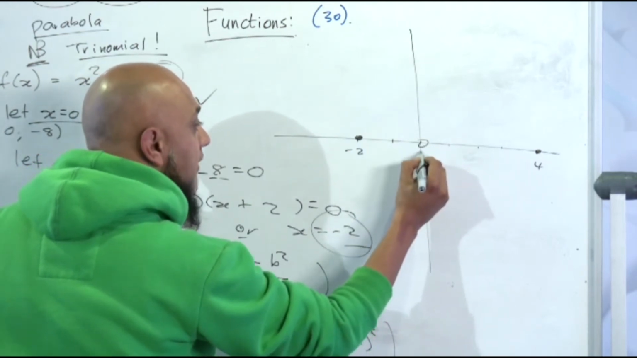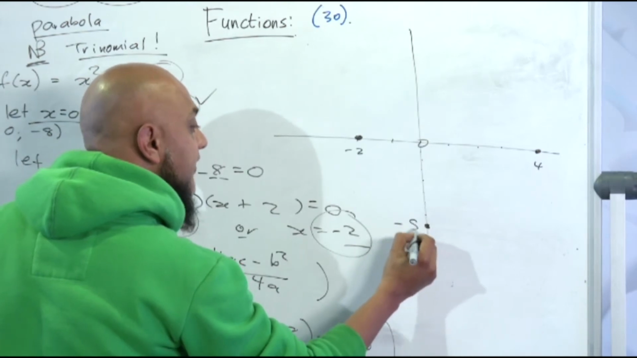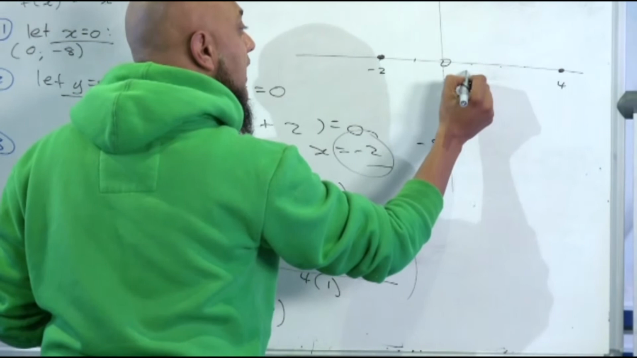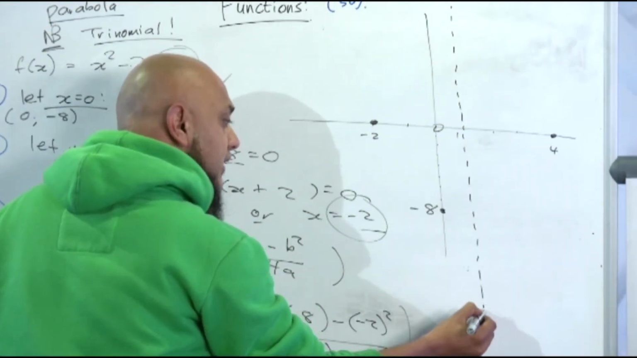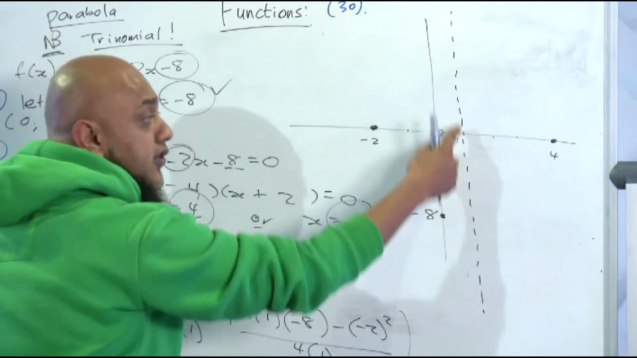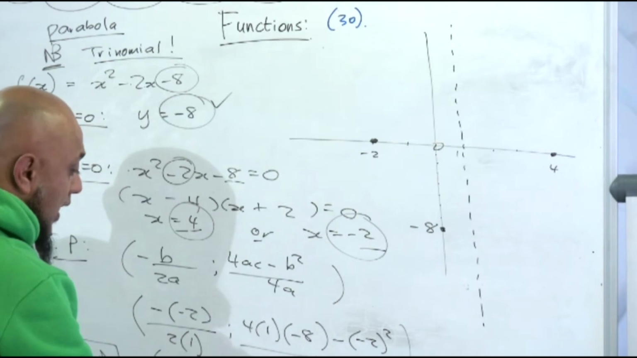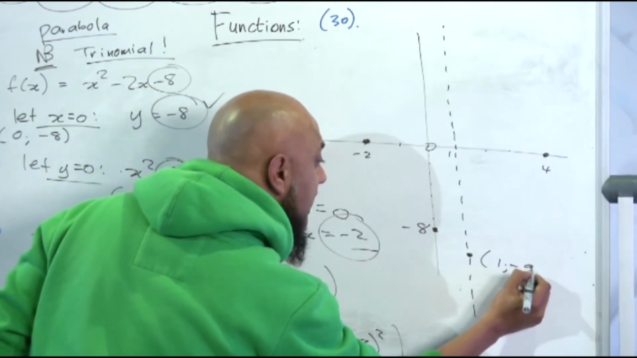So let's say minus 1, 2, 3, 4, 5, 6, 7, 8. There we go. That's negative 8. And what's your turning point? 1 and negative 9. So we go to 1 on my x. You always put a dotted line through the x value, right? And because that's also your axis of symmetry, that is going to split the graph into a mirror image. So 1 and negative 9. So there we go. That's your turning point, 1 and negative 9.